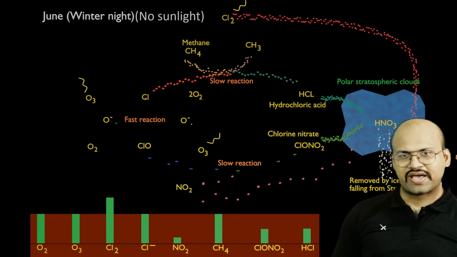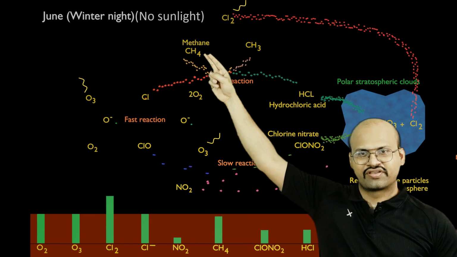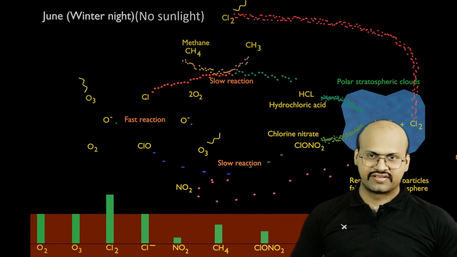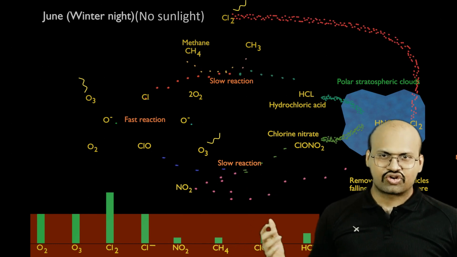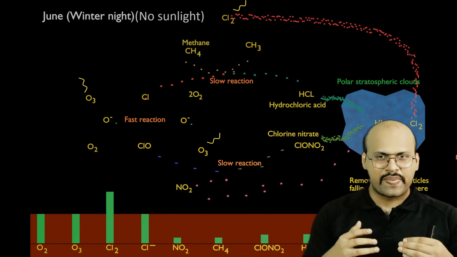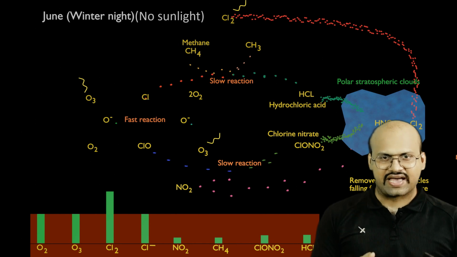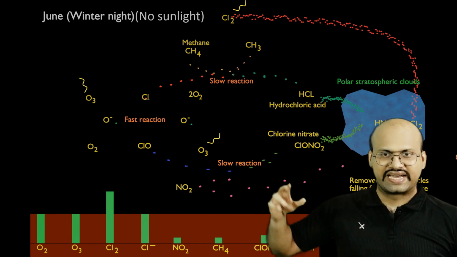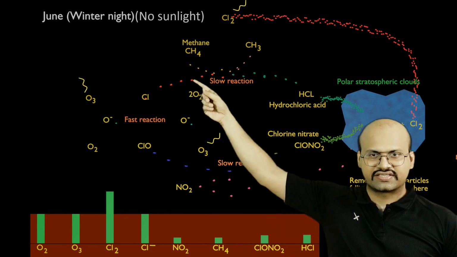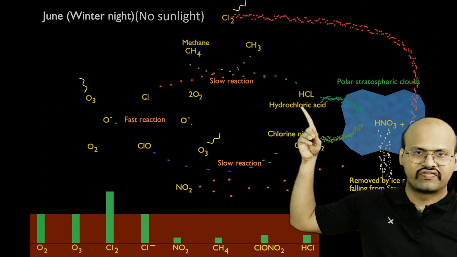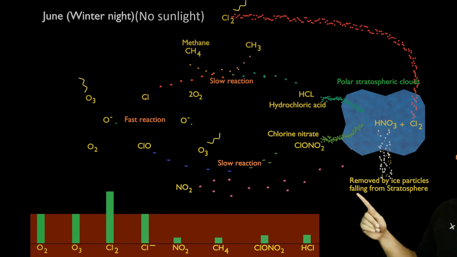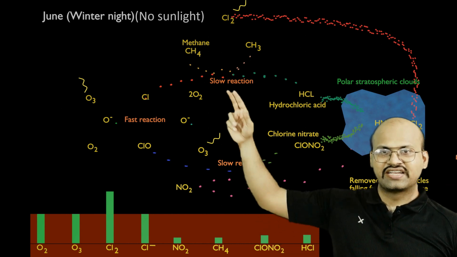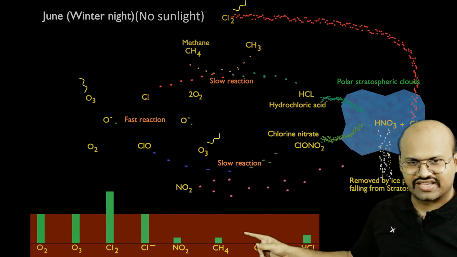Now in a similar manner, the methane amount will also decrease. The reason is that no additional methane comes from the tropical regions, because we have seen a barrier is created. So whatever is there in the Antarctic region is depleted over time. It reacts to form this HCl, which again reacts to form this HNO3, which is released by these ice particles in the troposphere. So we see that there is a decrease in the amount of methane, which is indicated over here.